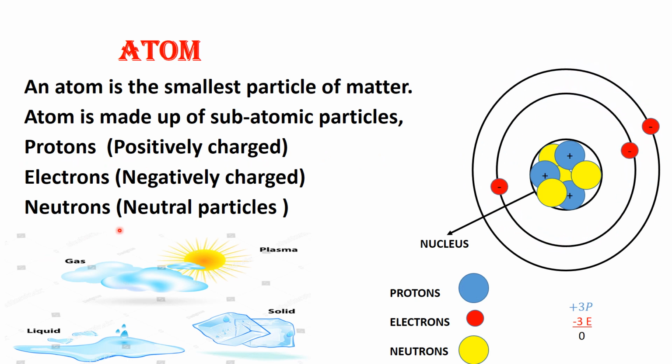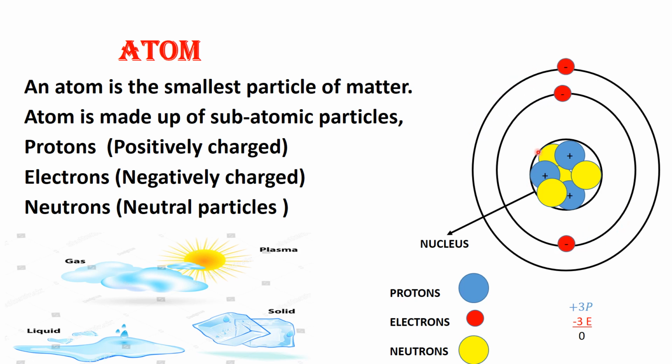Hello, my dear students. Today we will be starting a new chapter in chemistry, that is chemical reactions and chemical equations. In today's lesson, we will discuss the atom and its structure. Students, everything in the universe is made up of atoms. An atom is the smallest particle of matter. Every form of matter that exists in solid, liquid, gas, or plasma form is composed of atoms.